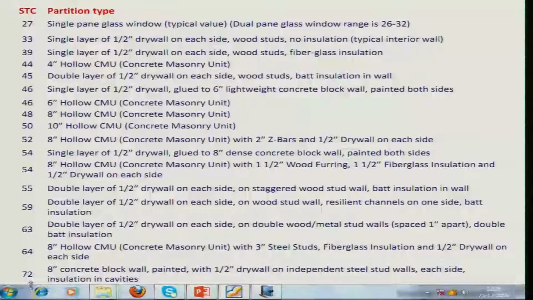If you want an STC rating of 72, then what you really want is an 8-inch concrete wall, painted, and then separately in front of that a half-inch thick dry wall, with a space between the concrete wall and the dry wall that has to be filled with insulation, glass wool or things like that. So, this is what STC rating means.